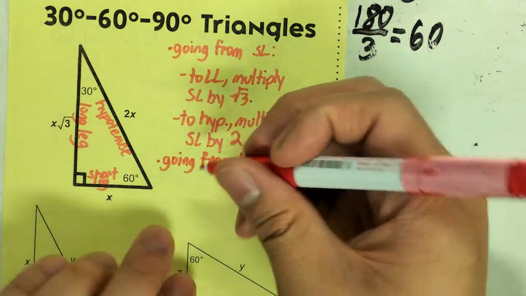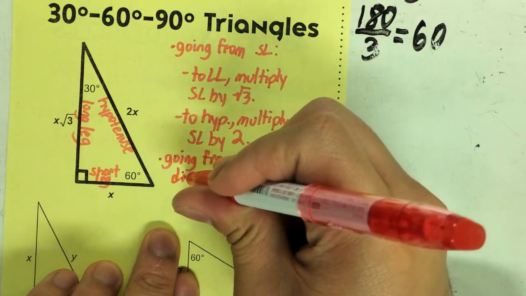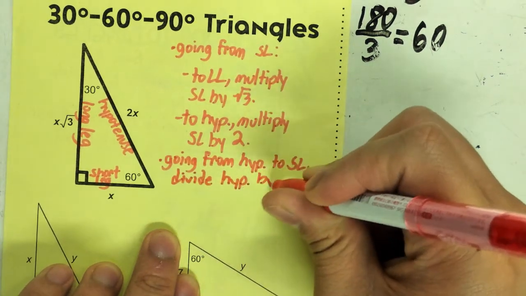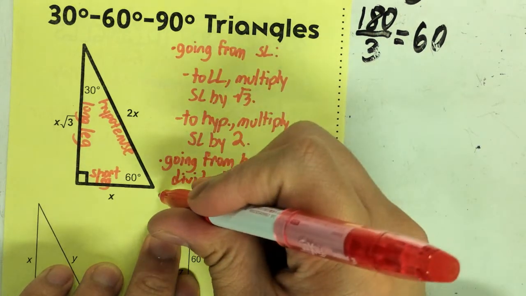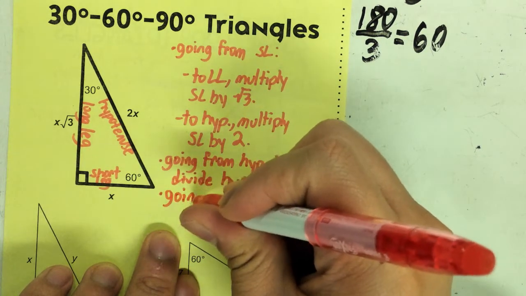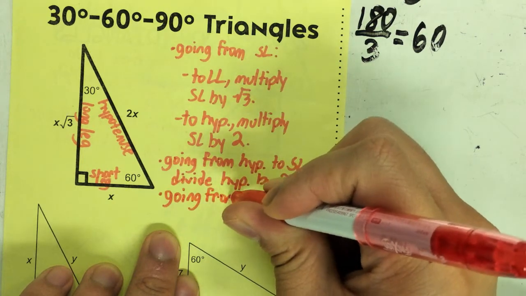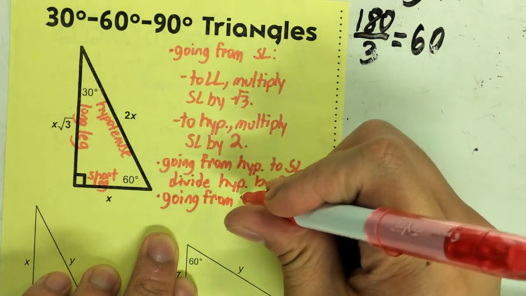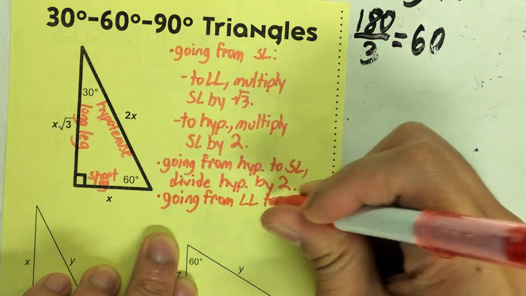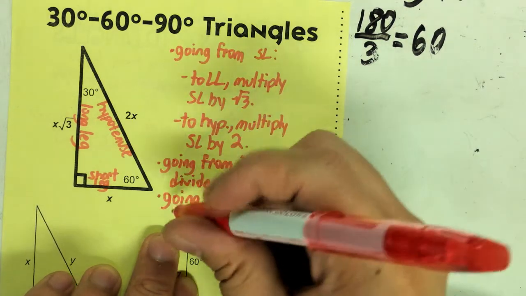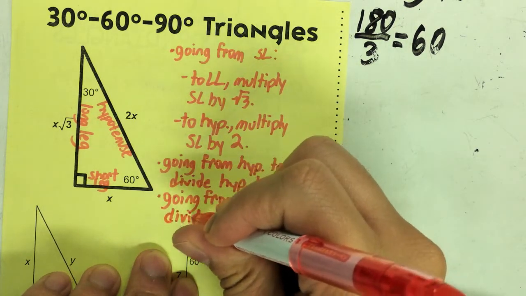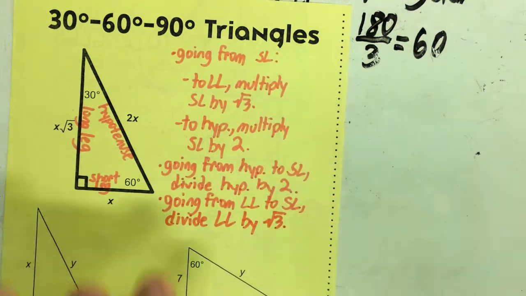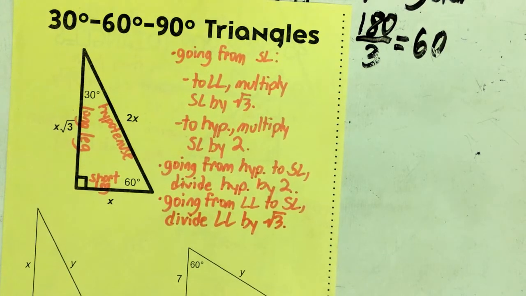Going from hypotenuse to short leg, we divide the hypotenuse by 2, and lastly, going from long leg, x root 3, to short leg, x, we divide the long leg by square root 3. And here are your rules for finding your sides.